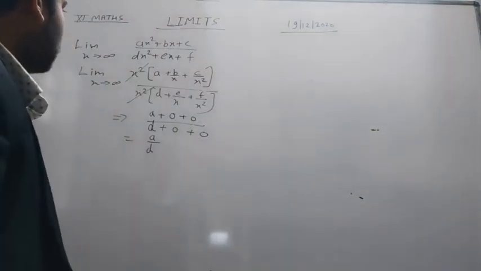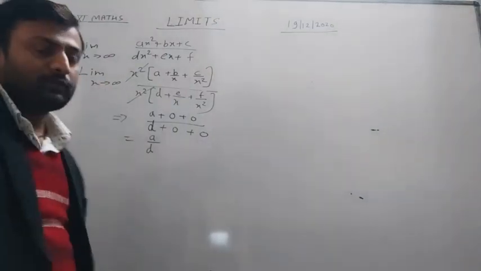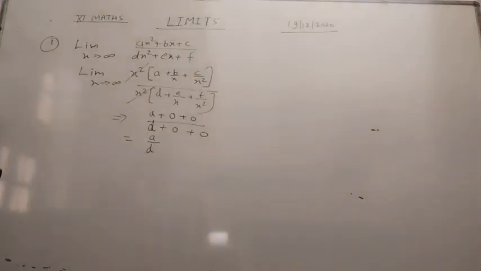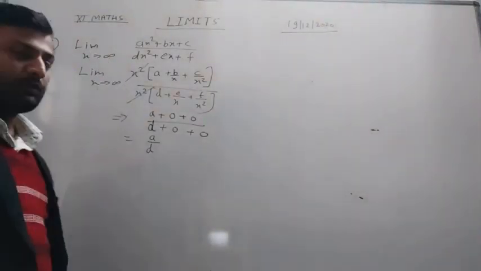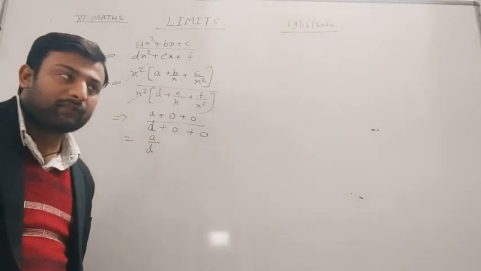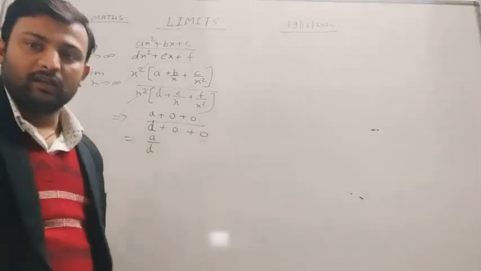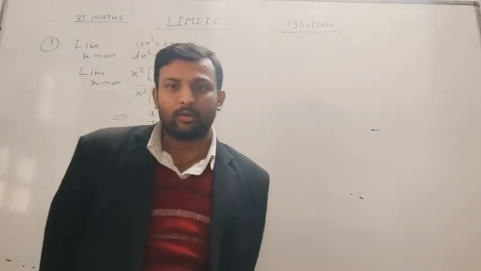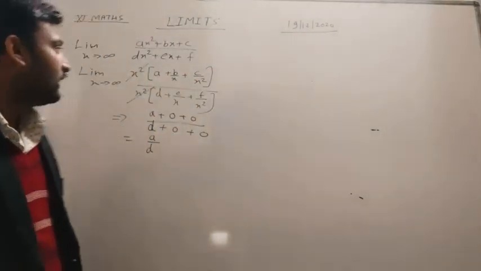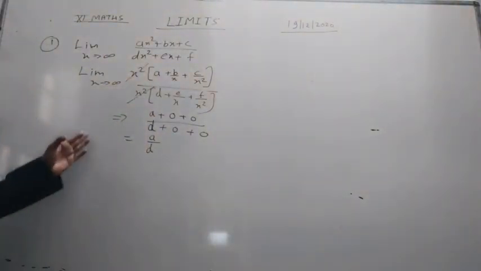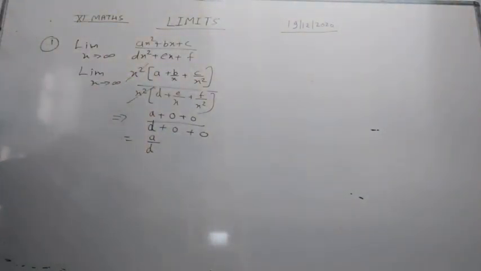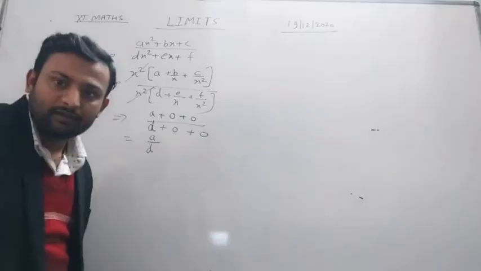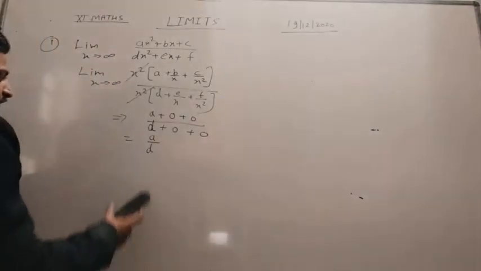In such type of question, students, where the limit is x tends to infinity, we always take the maximum power of x in numerator and denominator both outside. Okay, and then we cancel it, and after that we put the value of limit. Okay, and then we get our result. Now we see the next question.